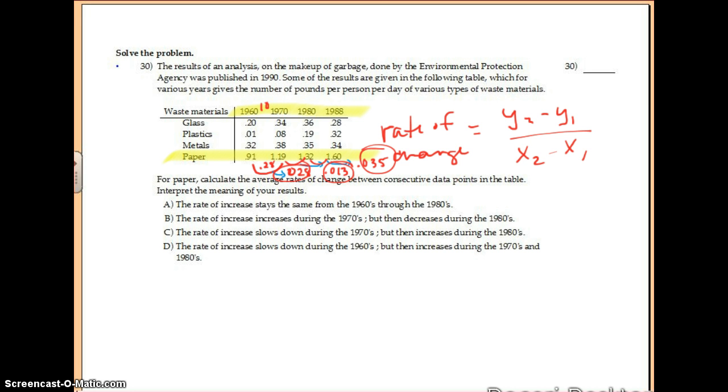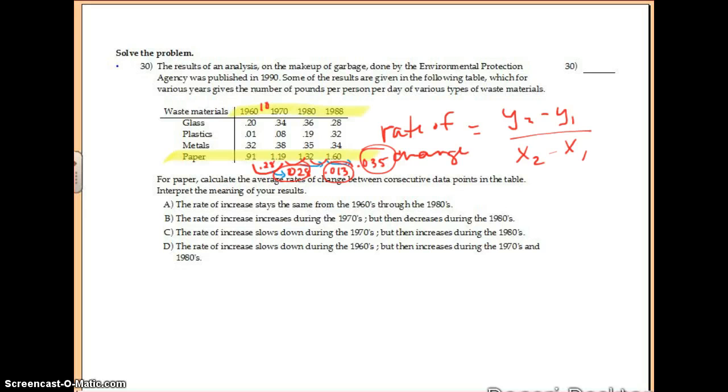A, the rate of increase stays the same from 1960 through 1980. If all of those numbers were the same, we'd say yes to A, but that's not the case. B, the rate of increase increases during the 70s, but then decreases during the 80s. From 70 to 80, which would be the 70s, it's 0.013, but then it has a higher rate of change in the 80s. So that's not what happens. It actually keeps or increases.